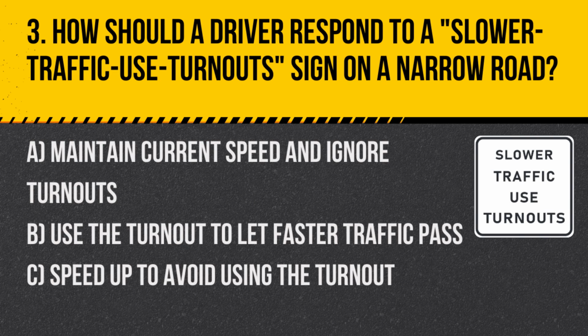Question 3. How should a driver respond to a slower traffic use turnouts sign on a narrow road? A. Maintain current speed and ignore turnouts. B. Use the turnout to let faster traffic pass. C. Speed up to avoid using the turnout. Answer: B. Use the turnout to let faster traffic pass. This helps to maintain smooth traffic flow on narrow roads.